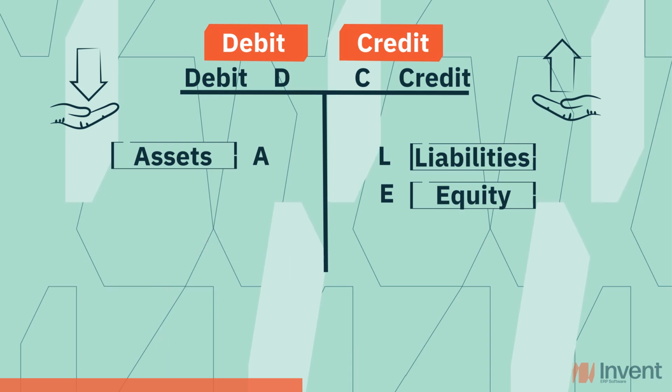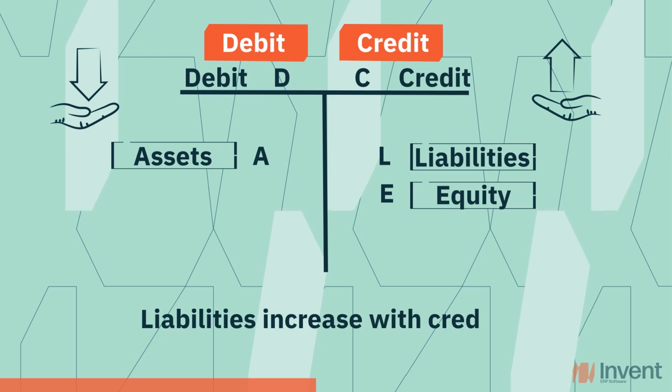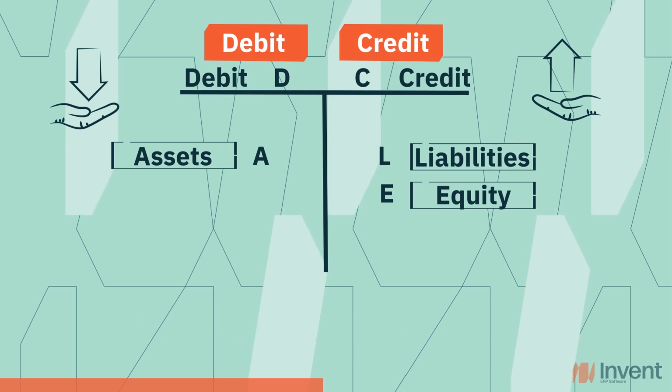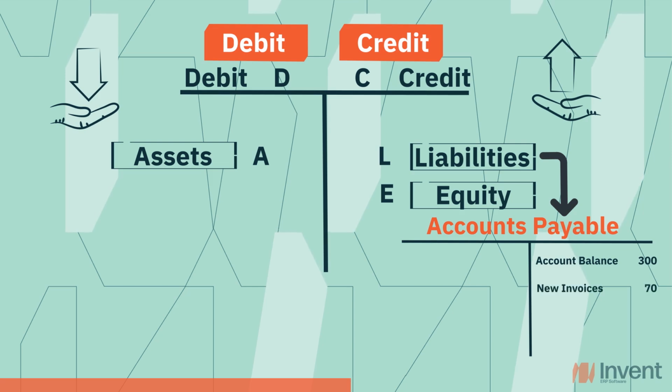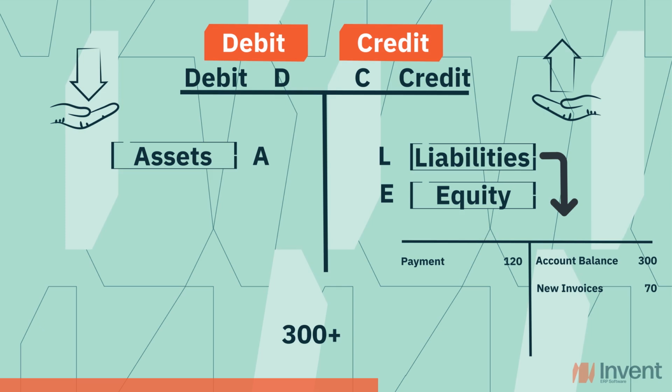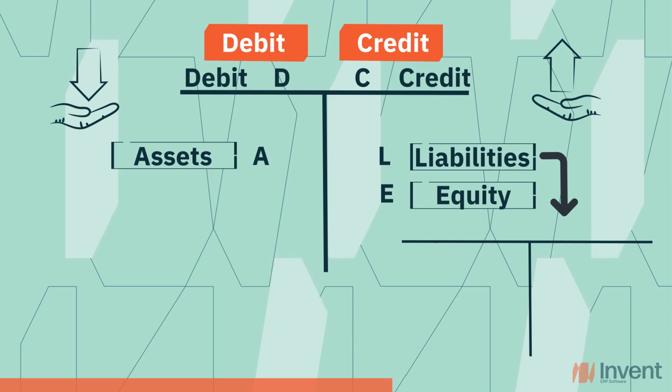Liabilities represent what a company owes. Their normal balance is credit. Liabilities increase with credits and decrease with debits. Accounts payable, a liabilities account, tracks unpaid supplier invoices and starts with a credit balance of $300. Receiving new invoices for $70 increases the credit balance, while paying $120 reduces it via a debit. At period end, the opening balance of $300 credit plus $70 credit for new invoices minus $120 debit for payments results in a new balance of $250 credit.